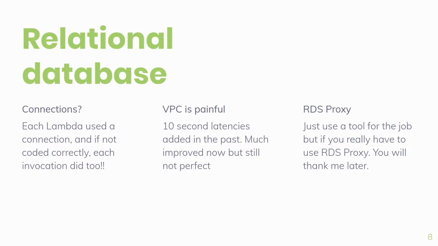VPC has also been completely reworked when it comes to the Lambda situation, so that you're no longer creating a VPC for every single unique Lambda that gets created. So those 10-second latencies are basically a thing of the past. VPC and RDS do still have some issues with building serverless applications. So when you can look at alternatives, I would highly recommend it.